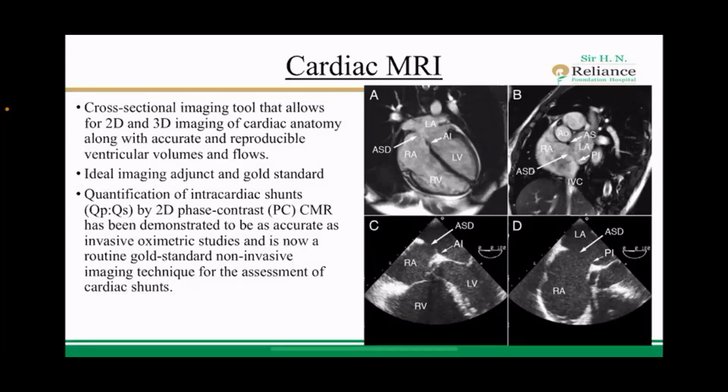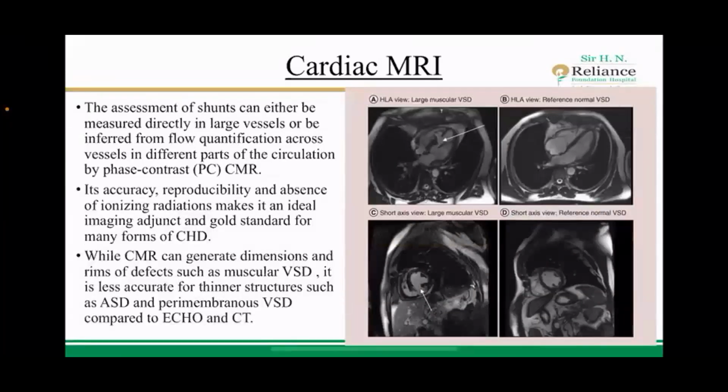Also, phase contrast cardiac MRI can now be used to calculate volumetry and the flows, and it can give you the QP-QS ratio as well. The assessment of these shunts can be either measured directly in large vessels or inferred from the flow quantifications across the vessels. It is accurate, the results are reproducible, and there is an absence of radiation. All these factors make it an ideal imaging adjunct. While it can generate dimensions and rims of defects such as muscular VSD very well, it is still considered to be less accurate for thinner structures such as ASD and perimembranous VSD when compared to echo and CT.